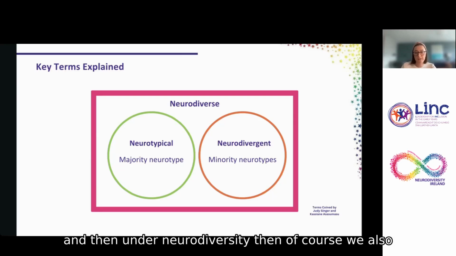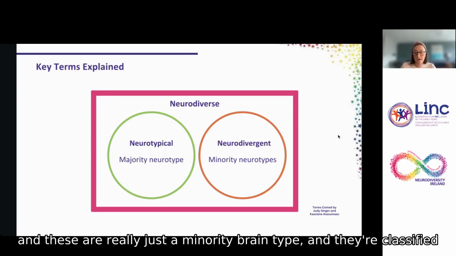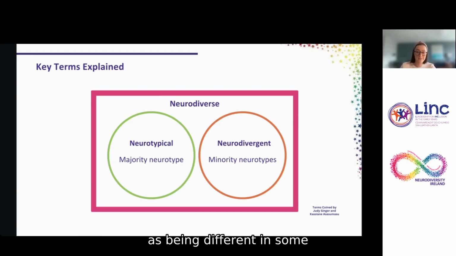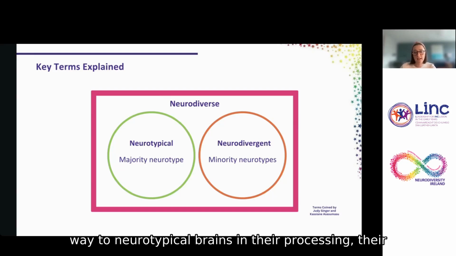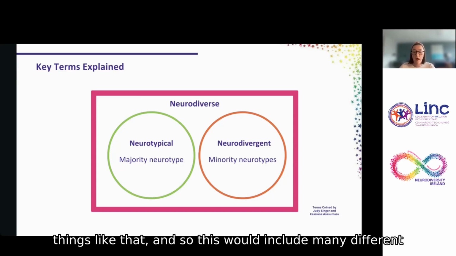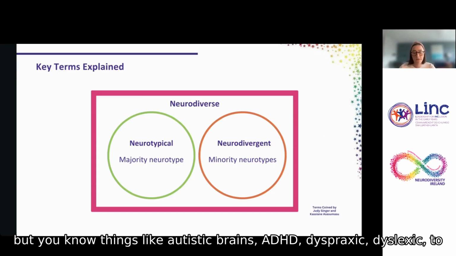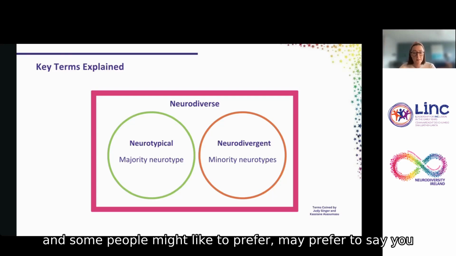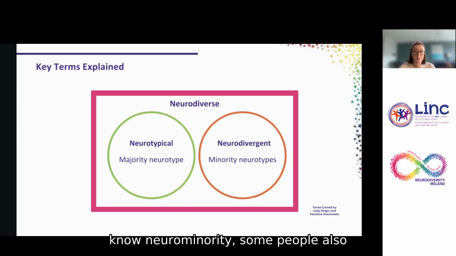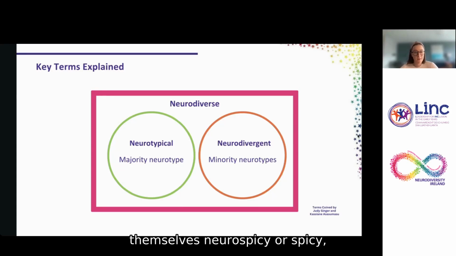And then under neurodiversity, of course, we also have neurodivergent brain types. And these are really just a minority brain type, and they're classified as being different in some way to neurotypical brains in their processing, their interpretation, communication, responses, things like that. And so this would include many different brain types or neurotypes, but things like autistic brains, ADHD, dyspraxic, dyslexic, to name only a few. And some people may prefer to say neurominority.